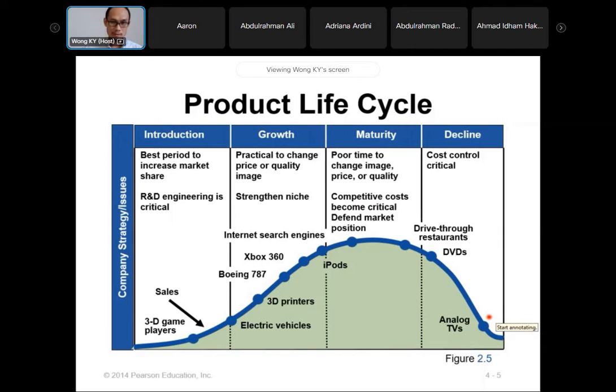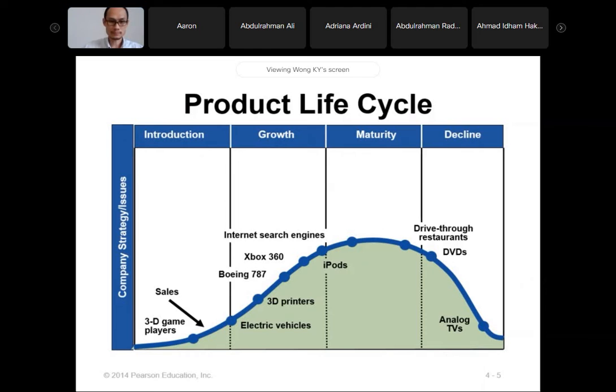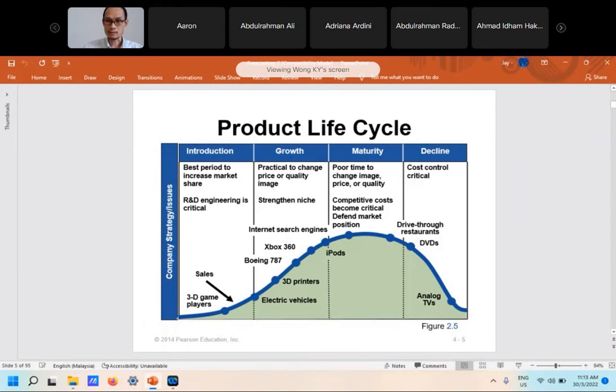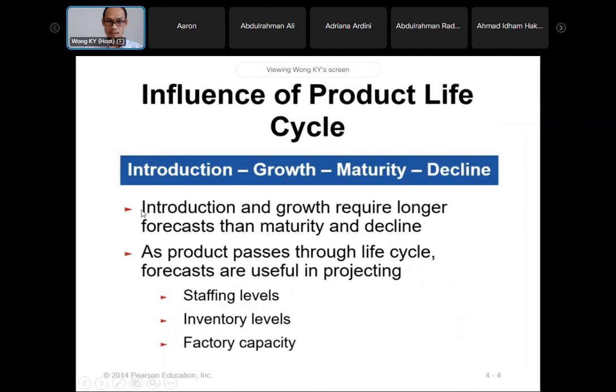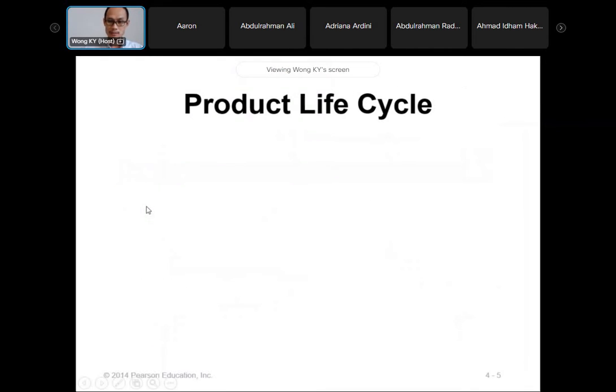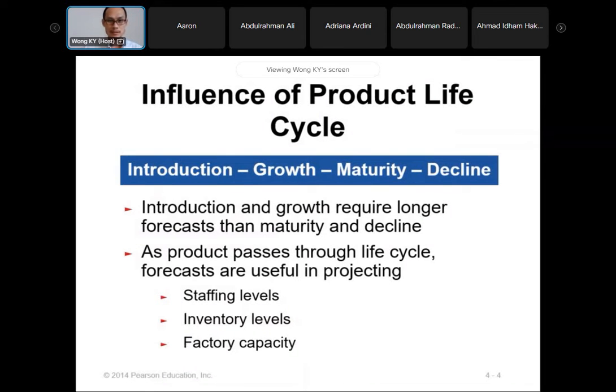Okay, why do you have to understand this product life cycle? It's because it has impact on forecasting. The thing is this: if a product is in the introduction and growth stage, then it will require more accurate and longer forecasts.